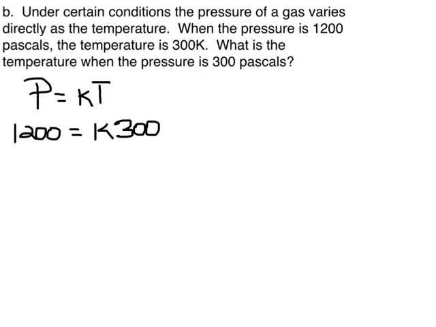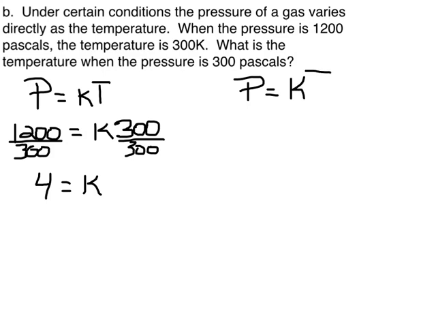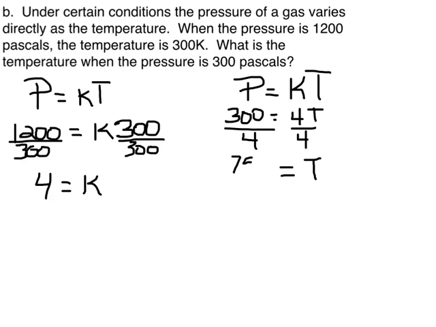Okay, so let's find this first. We need to find our constant. We're going to divide both sides by 300. 1200 divided by 300 is 4, so our constant then is 4. Go back to the same setup, K times T. Now the pressure is going to be 300 instead of 1200, and we know that 4 is the constant times the temperature. If we divide both sides by 4, we find that the temperature is 75 Kelvin.